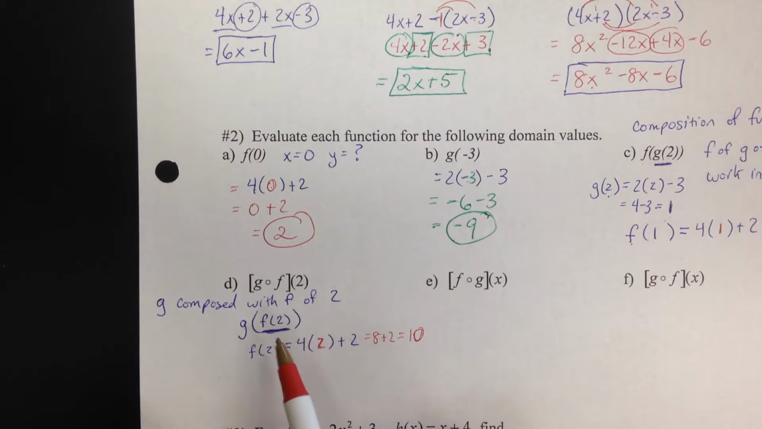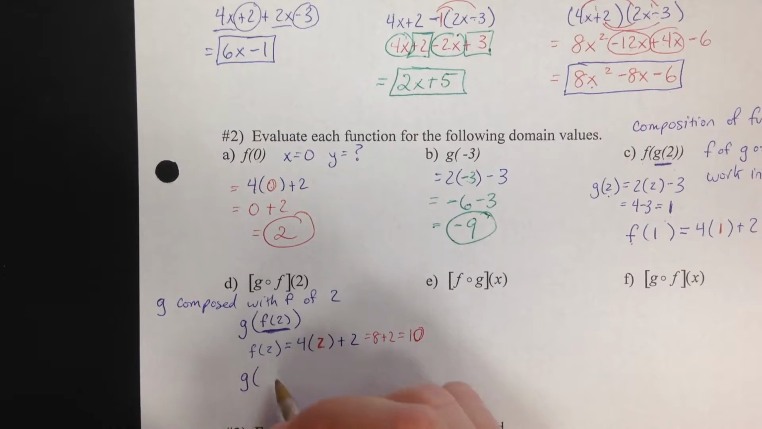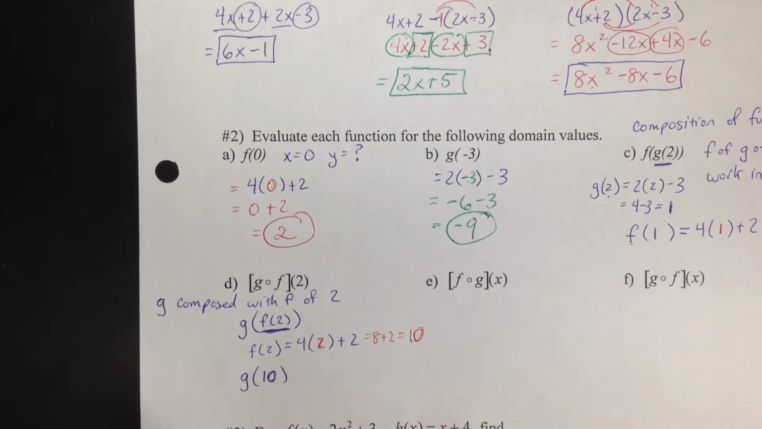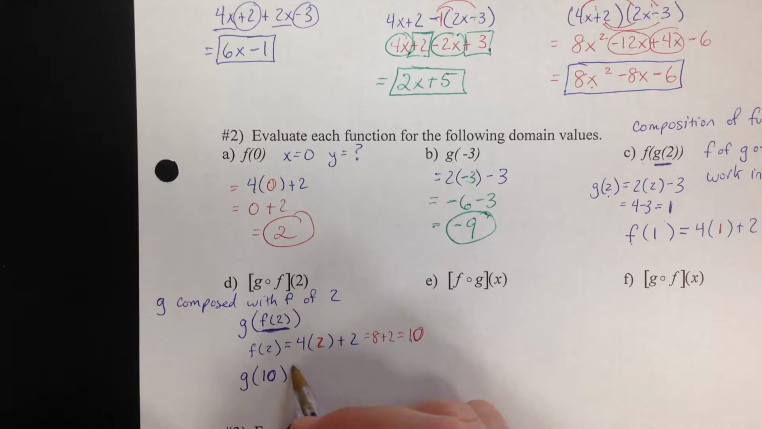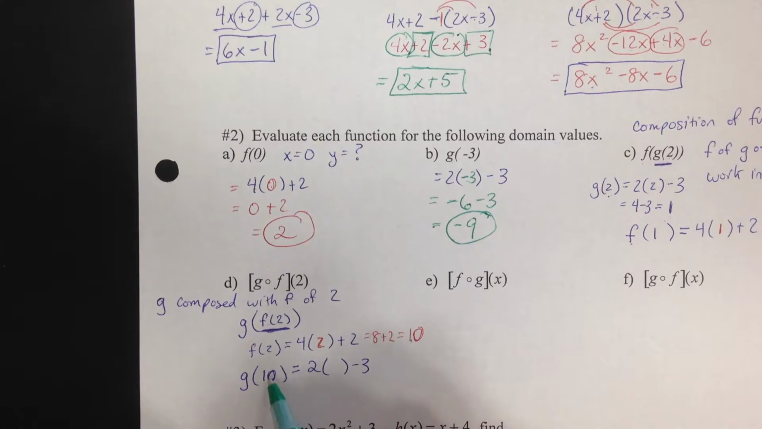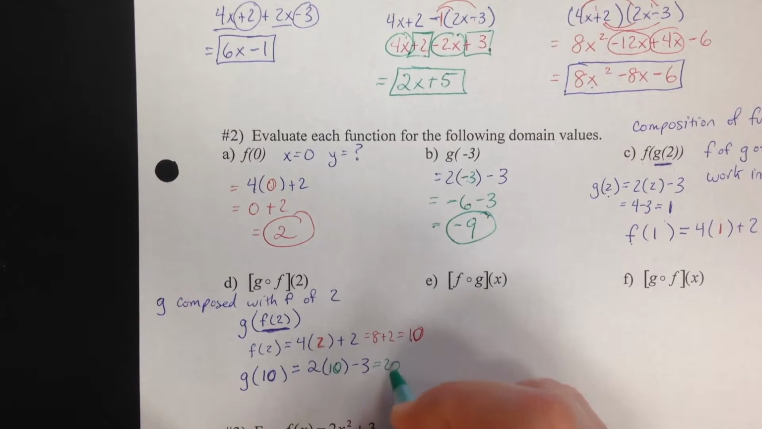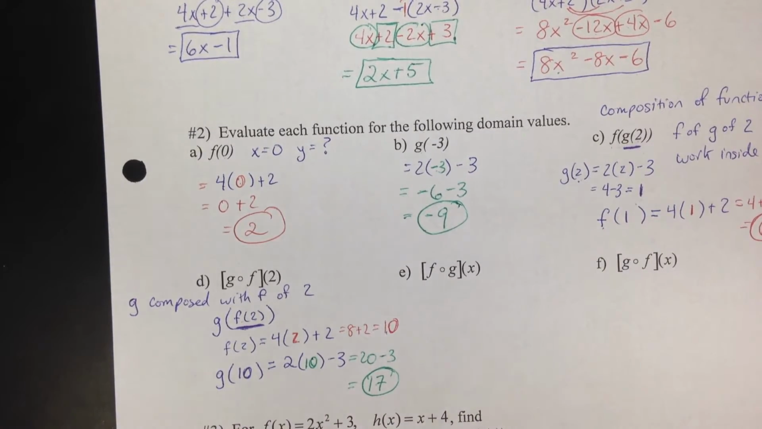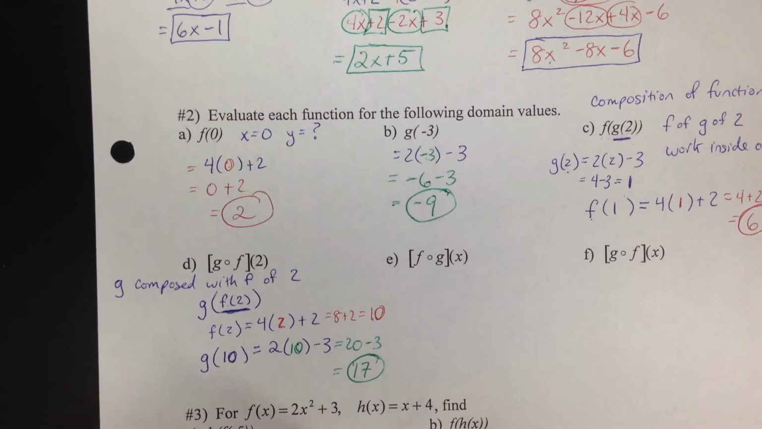So now I'm going to rewrite this. We have g, and instead of f of 2, that's equal to 10, so I substitute a 10 there. So now we go to the g function. The g function was 2 times x minus 3. Our new domain value is 10. So you do 2 times 10, which is 20, minus 3, and our answer is 17. So with a composition, all you're doing is evaluating twice. Or if you had 3 functions, do it 3 times.